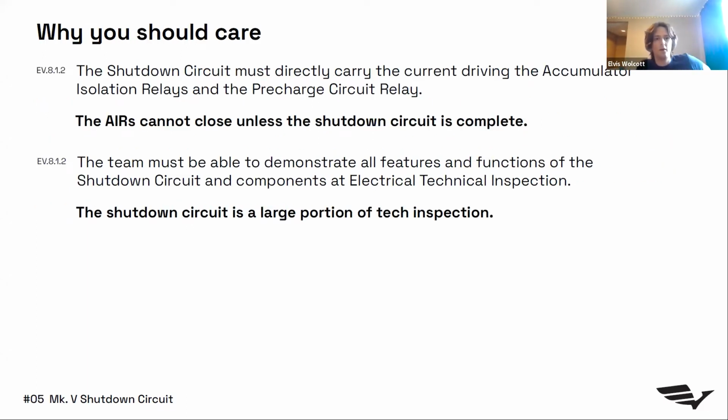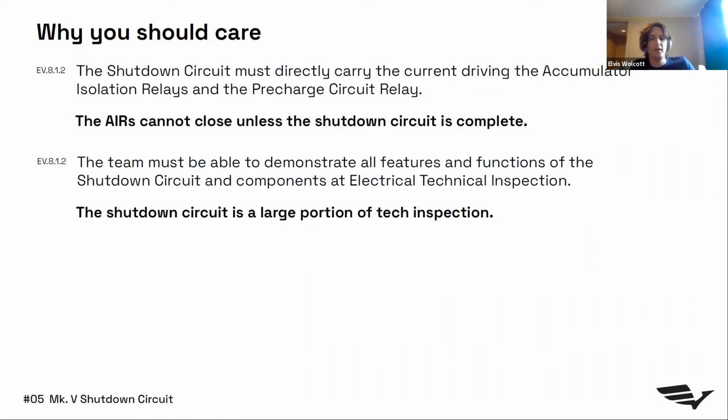And so why does this matter? If we look in the rules, we see that the shutdown circuit must directly carry the current driving the accumulator isolation relays and the precharge circuit relay. This is a fancy way of saying that the AIRs cannot close unless the shutdown circuit is complete. And to what Dasha was saying there, that means that high voltage cannot enter the rest of the car unless everything on the shutdown circuit is working.